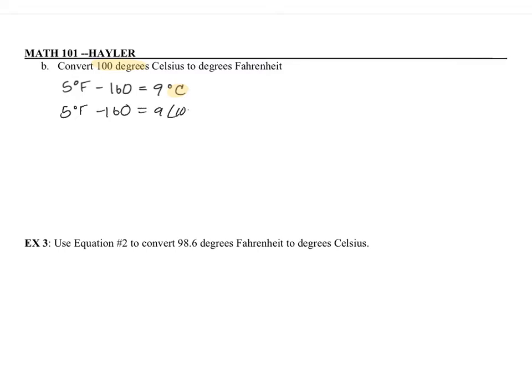So 9 times 100. I know how to do that one in my head. Okay, let's go ahead and add that 160 to both sides. Gotta be careful with that little degree next to the 5 there. You could start ending up looking like a 50. Okay. I'm going to divide both sides by 5.